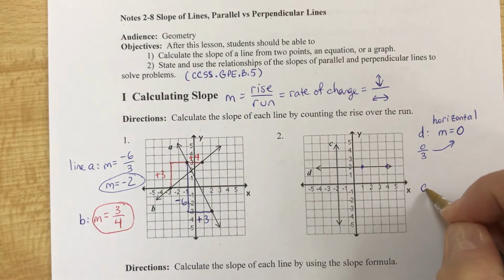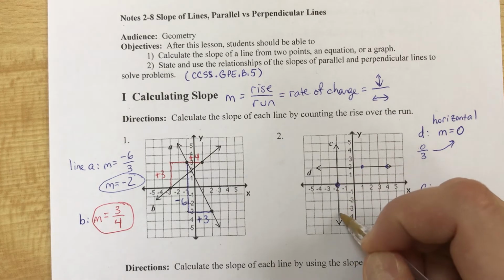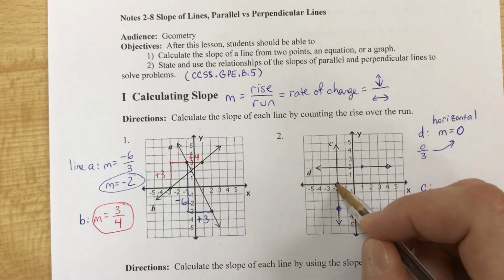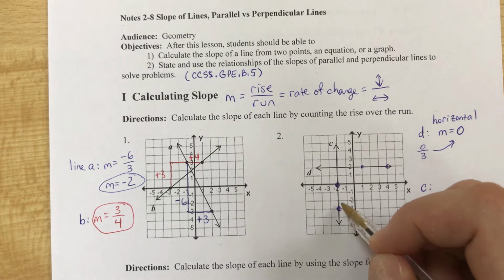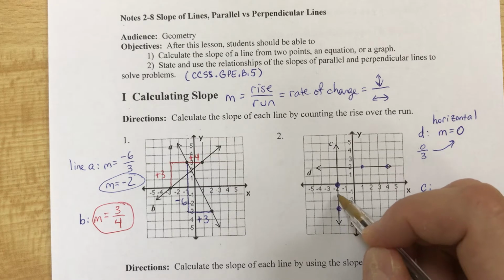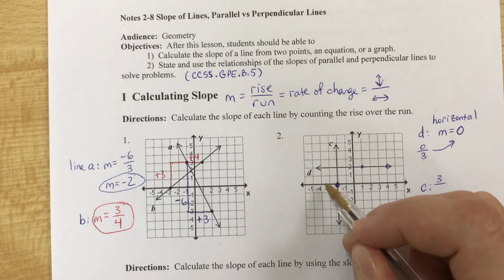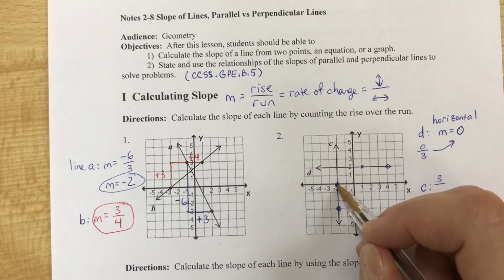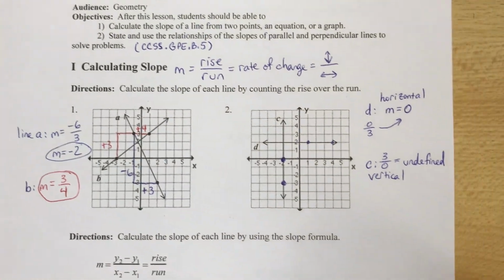For line C, though, which is a vertical line, this time, if I choose 2 points again, my rise, I would go down 3, and actually it doesn't matter which point. Let's say I start down here. I would go up 3, but then my run, I would not move left or right because I'm on the line. So it would be 0, but you cannot divide by 0. That is always undefined.